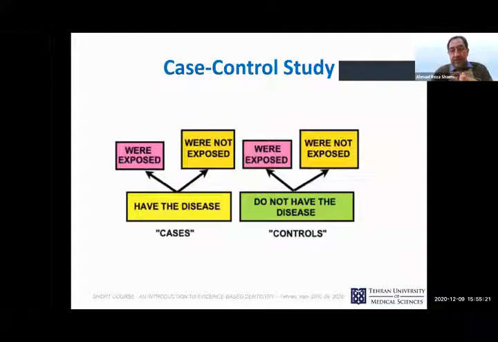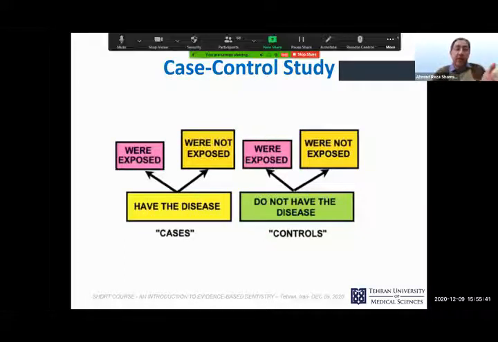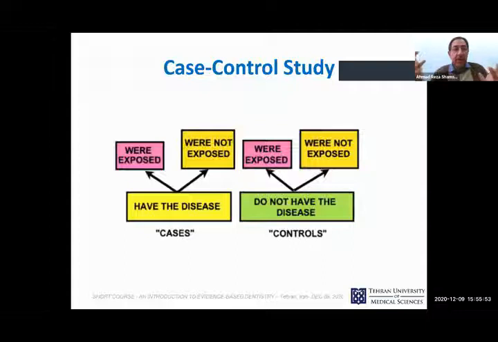In case control studies, we start from the outcome variable. I mean the end of the relationship between exposure and outcome. So the direction of the study is from the outcome to the exposure. Here we have two groups, one group with the outcome and one group without the outcome. And as I said before, the outcome mainly is a disease. So a diseased group and a healthy group, without the disease, in the study. We ask them about exposure to the risk factor in their history.